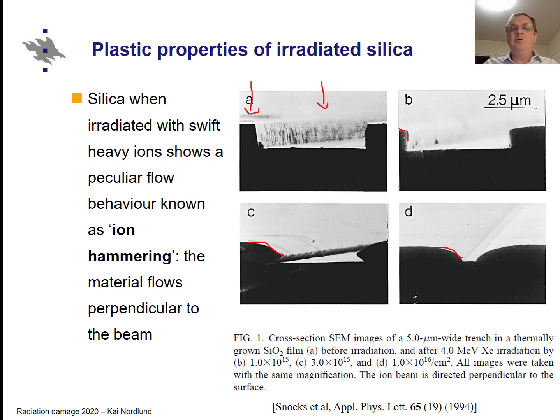So essentially, the irradiation makes the material flow sidewise. And this flow due to ion irradiation is known as ion hammering. The idea is that ions act like hammers and make the material flow. And this is to emphasize that SiO2 is otherwise quite an inert material, so this certainly would not happen without the irradiation.